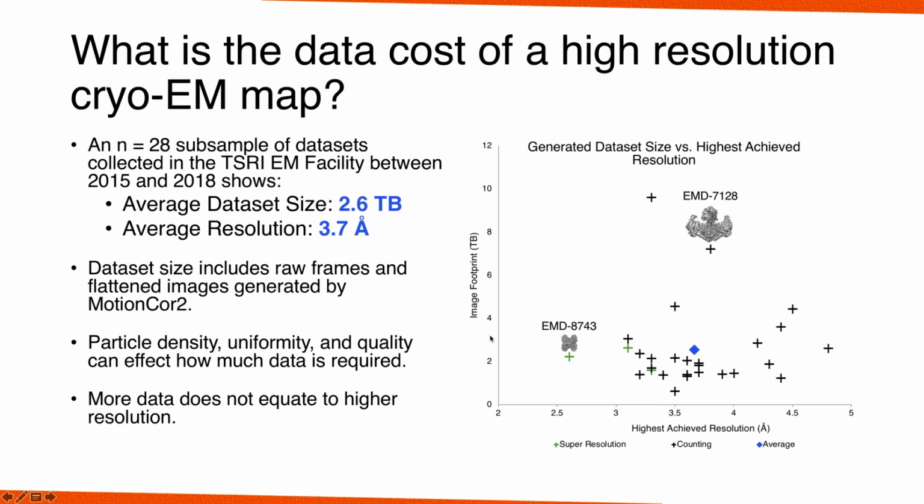Now, the variability that we see here is largely due to factors like particle density, uniformity, and just quality of images. And that's not something you can particularly control for unless you're doing a very concise system over and over again where you get expected results over and over again. Unless you can replicate it, you're going to have variability.